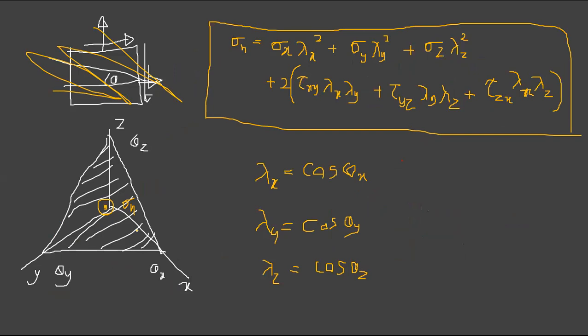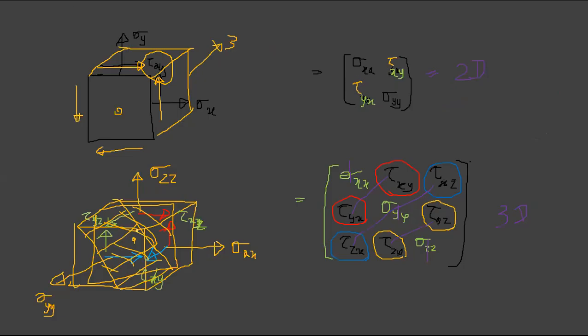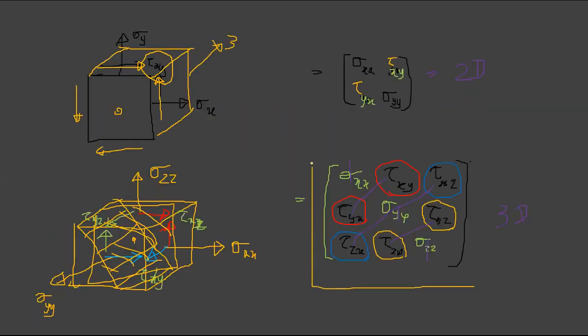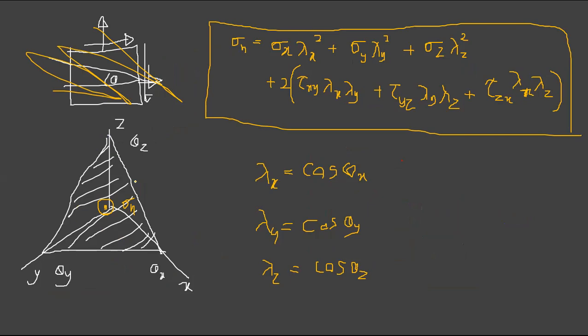So that's a bit complex, so I'll leave it behind for now. This is the fundamental you need to understand: you have a cubical stress state, and you convert it to a normal stress on any plane.